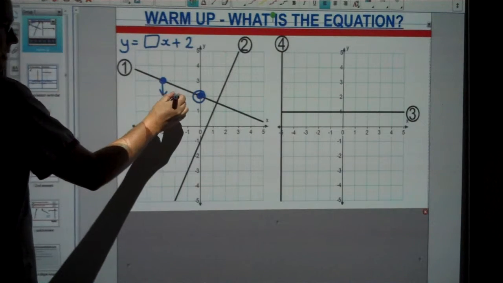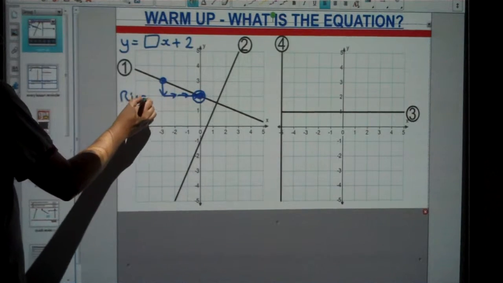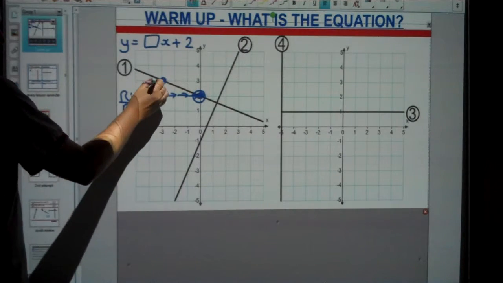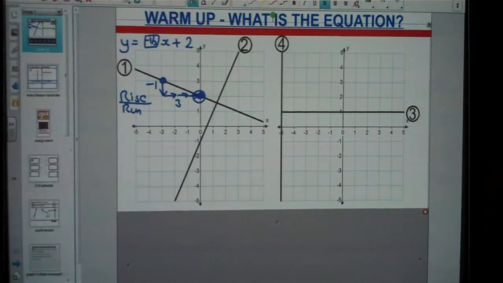So I go down 1 and across 3. And the reason I'm doing that is because of rise over run. So I went down 1 square, so I give it a negative, and then I went across 3. So the equation of my first line is negative 1/3 x plus 2.